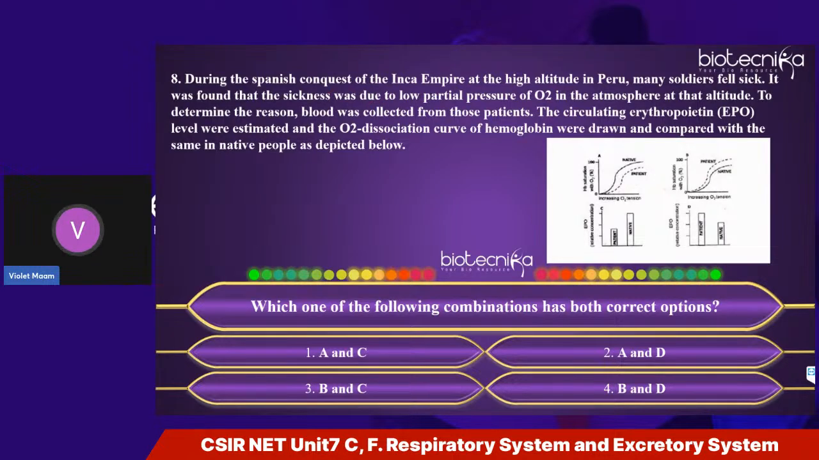During the Spanish conquest of the Inca Empire at the high altitude in Peru, many soldiers fell sick. It was found that the sickness was due to low partial pressure of oxygen in the atmosphere at that altitude. To determine the reason, blood was collected from those patients. The circulating EPO or erythropoietin levels were estimated, and the oxygen dissociation curve of hemoglobin was drawn and compared with the same in native people as depicted below. You have to find which one of the following combinations has both correct options.